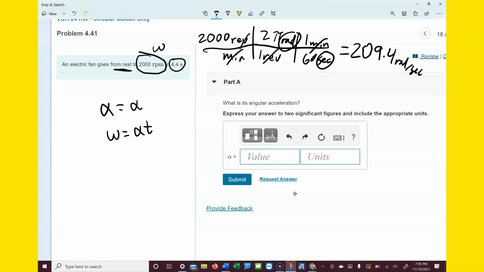Alright, and so now 209.4 is omega. I'm looking for alpha. 4.4 seconds is the time. All I got to do is divide to get alpha. And that is 47.6.